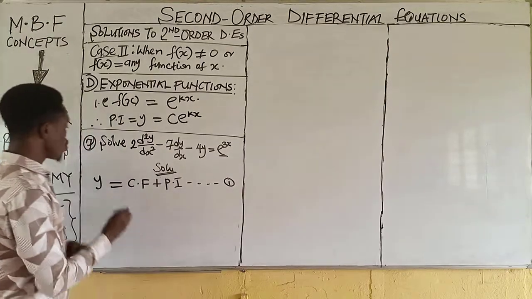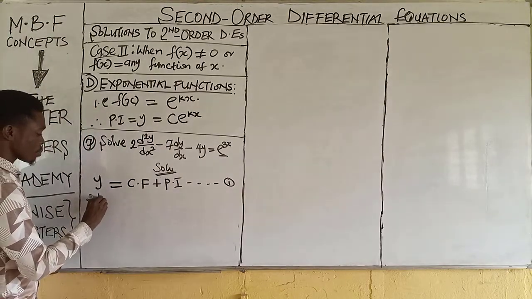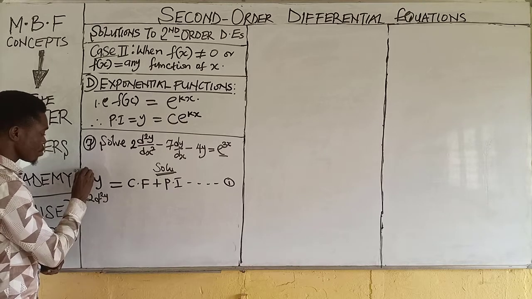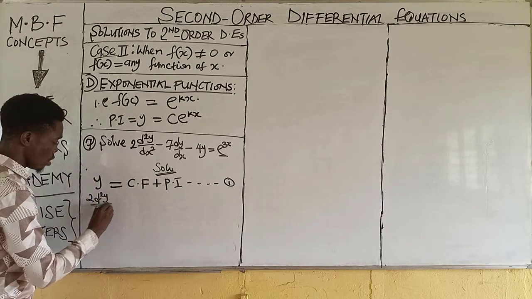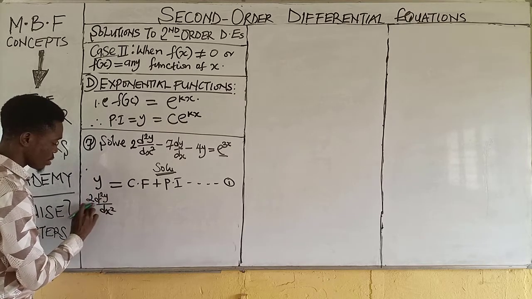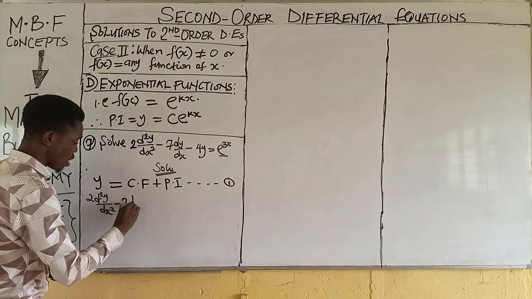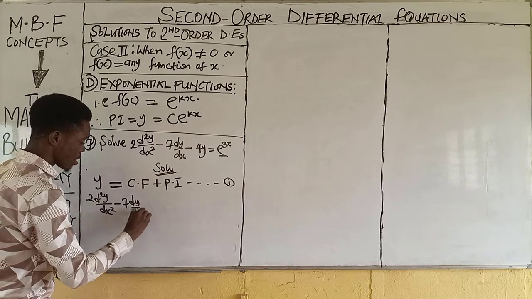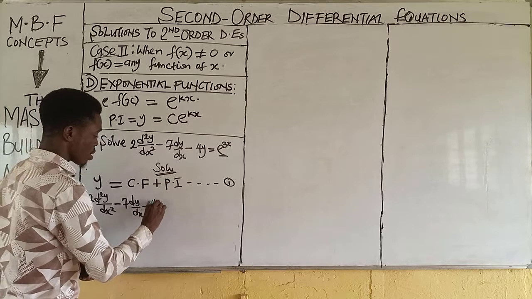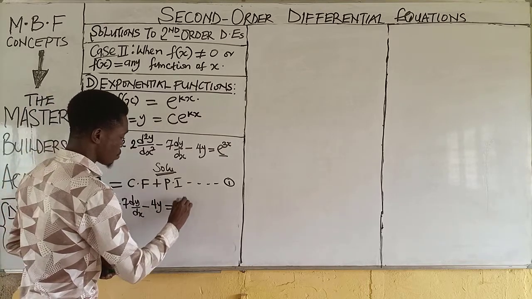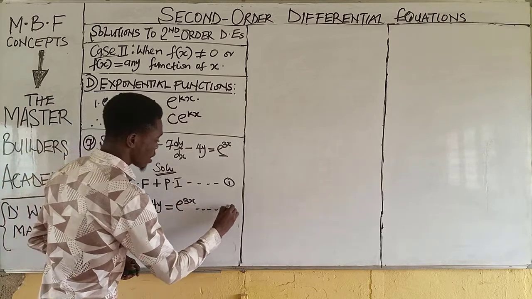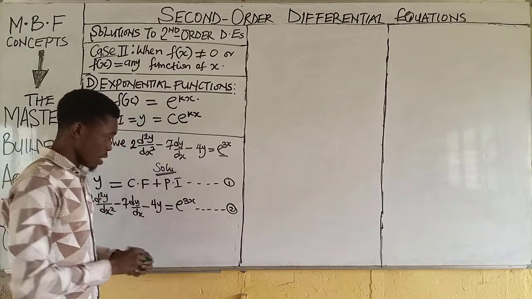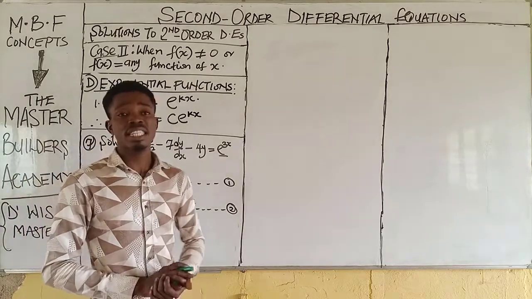Then the next thing we quickly do is to repeat this given equation, d squared y all over dx squared minus 7 dy over dx minus 4y is equal to exponential 3x. Then let's label this as equation 2. Now, guys, what is the next thing?